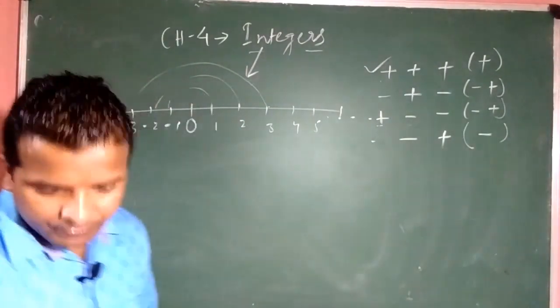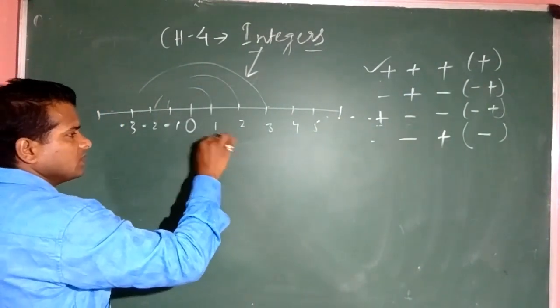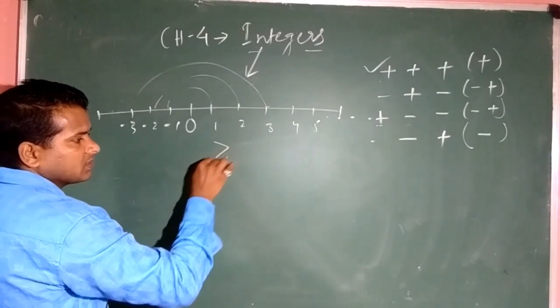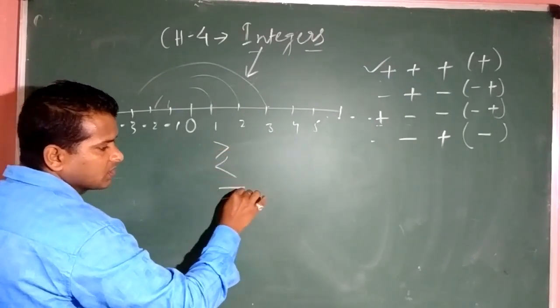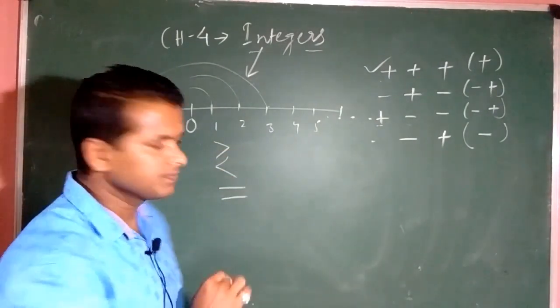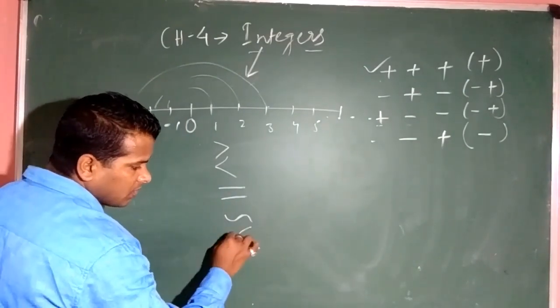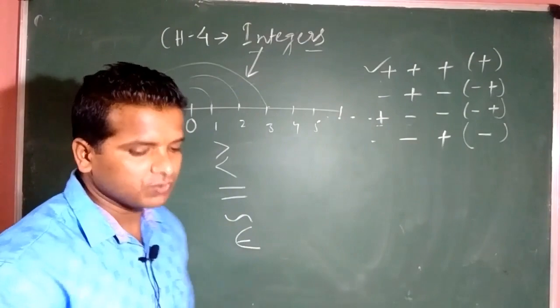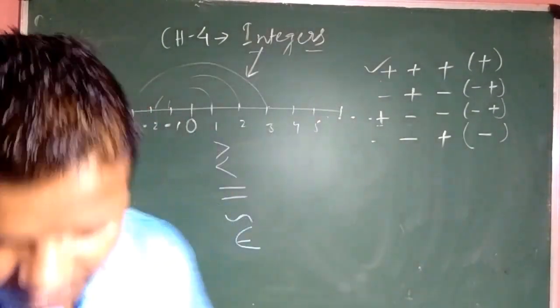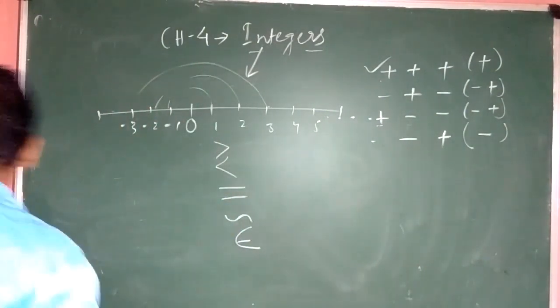About these signs: this sign is called greater than, this sign is called smaller than, this sign is called equals to. This sign is called similar to. This one is called belongs to. Memorize the signs, these are very important.